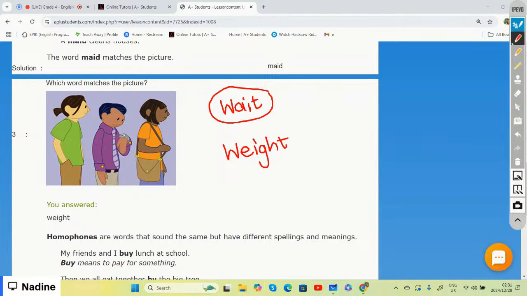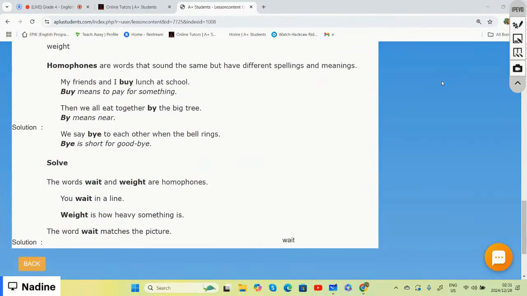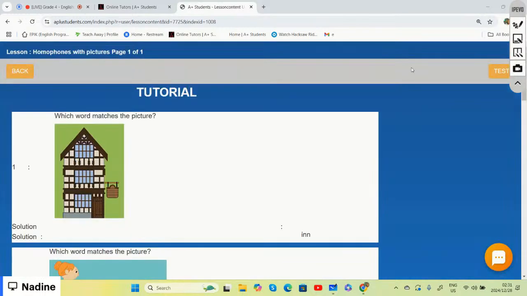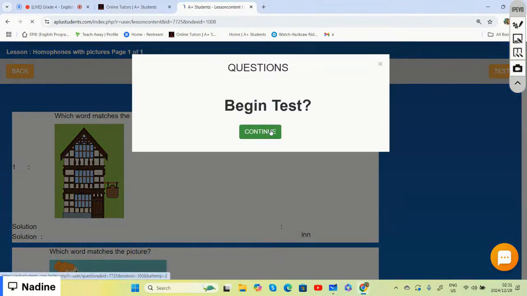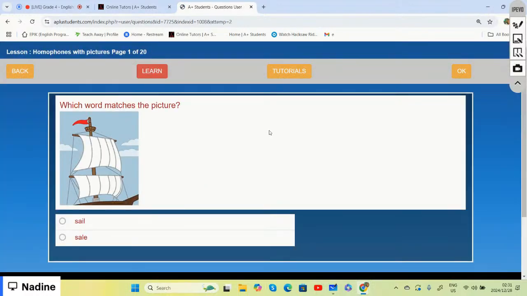So that is wait. This word wait, it's to do with either you're gaining weight, you're losing weight, right? But the first word wait that matched with the picture, it's like you're in line, you're waiting for something, waiting to be helped or something, right? So now we're going to our test and we're going to look at homophones with pictures.